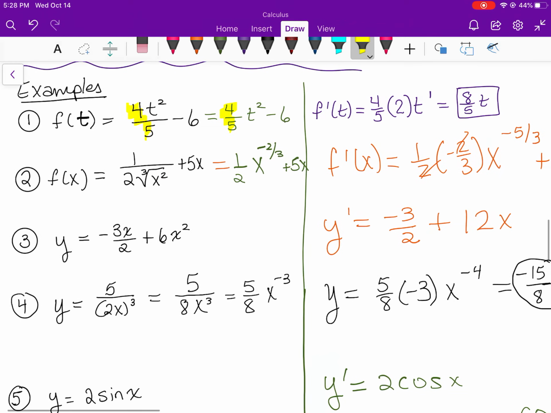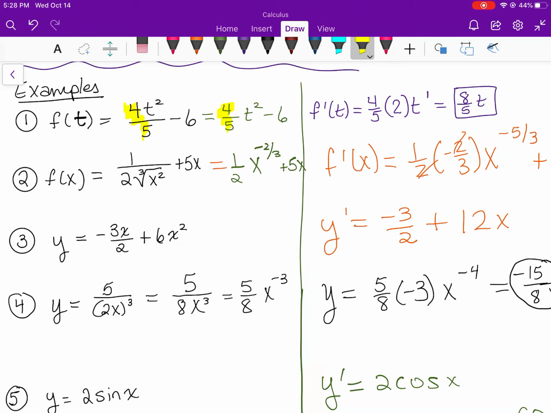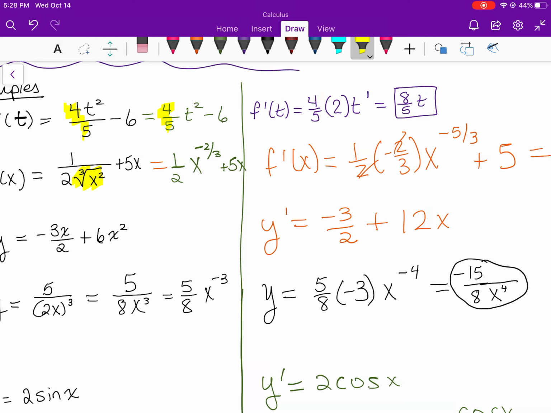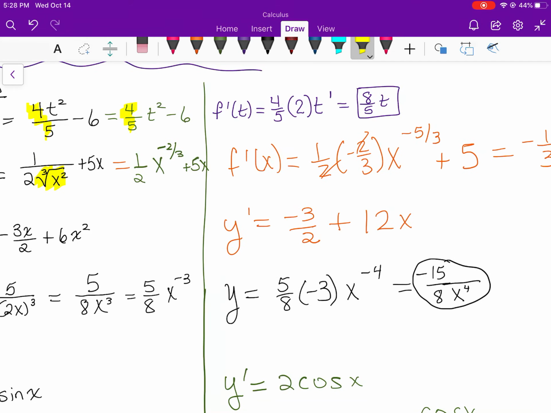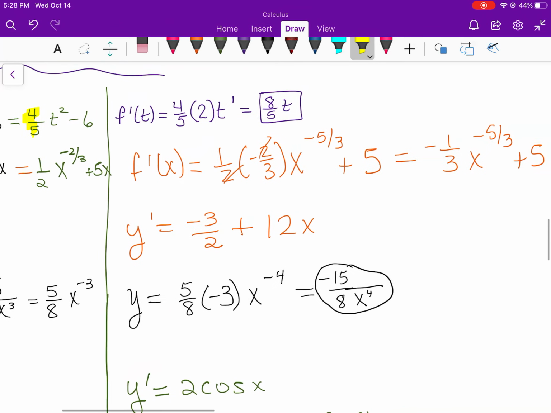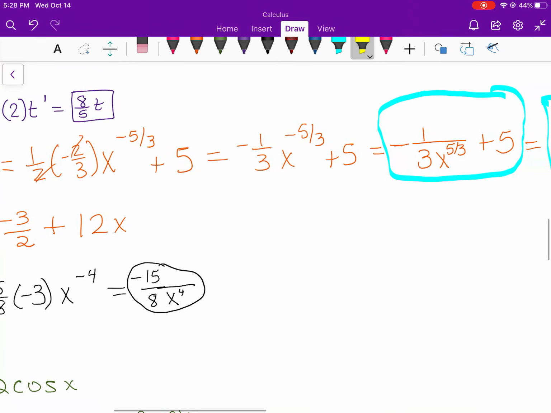On number 2, they rewrote it. This right here has to be brought up with a rational exponent and brought to the top. And so once you drop your exponent and multiply and reduce it by 1 and take the derivative of 5x, you'll have this. And then you'll have this answer that I circled in blue.